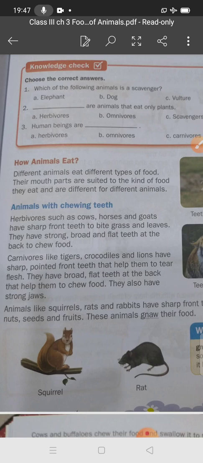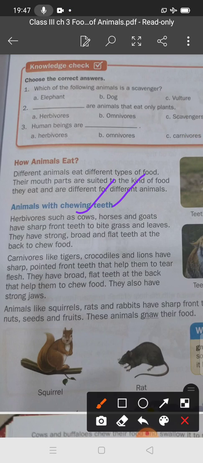If we talk about herbivores, cows, horses, goats, students, they have sharp front teeth. You can say incisors. There are four types of teeth: incisors, canines, premolars and molars. Sharp front teeth means they have incisor teeth to bite grass and leaves. And they also have strong, broad and flat teeth at the back to chew food.